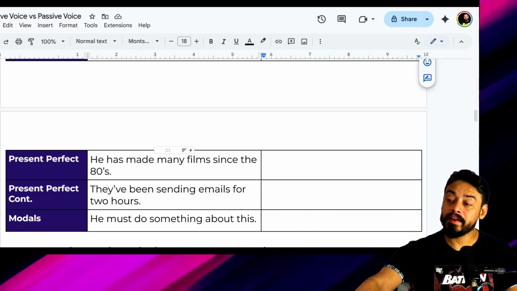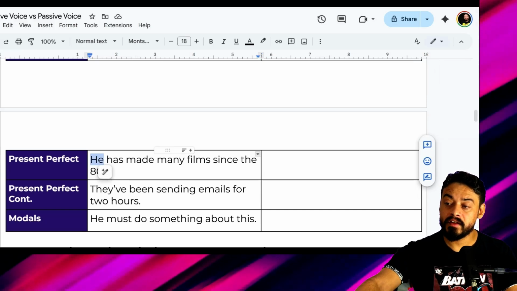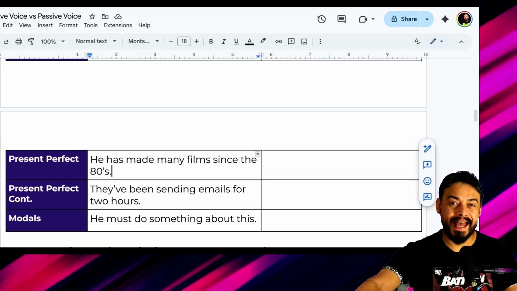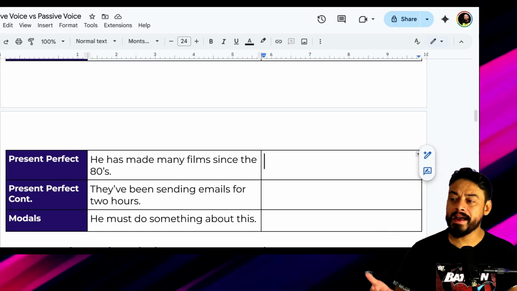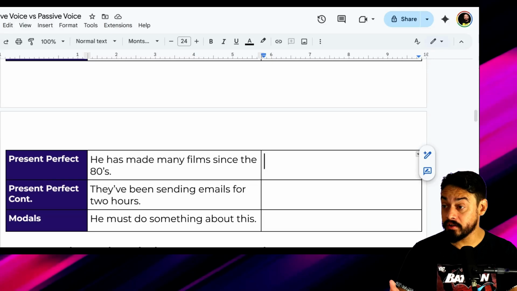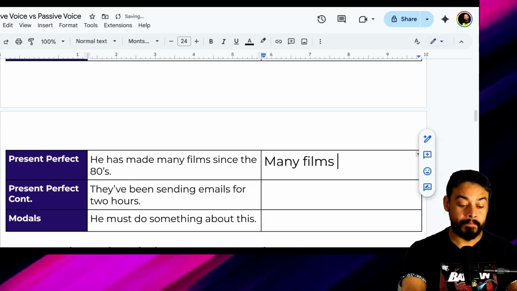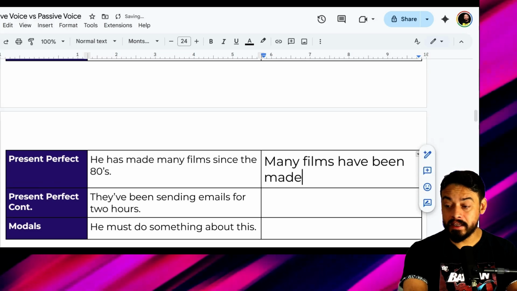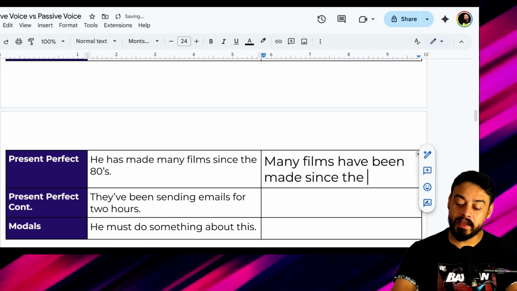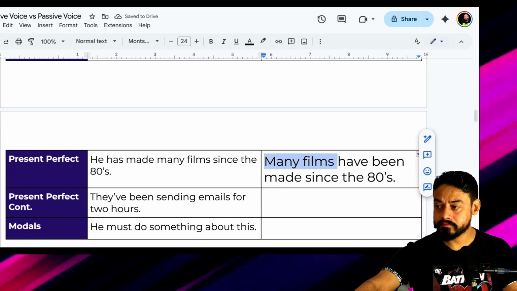Look, he has made many films since the 80s. He is my main focus here. That's why this is an active voice sentence. So to change it to passive, I need to talk about the films, right? So many films. Now look, have been made since the 80s. You see? Right here.